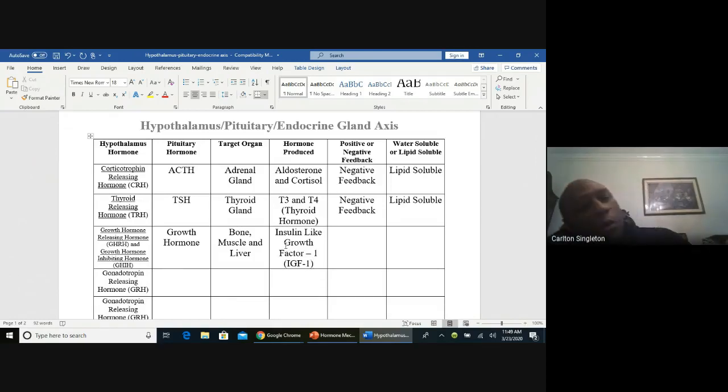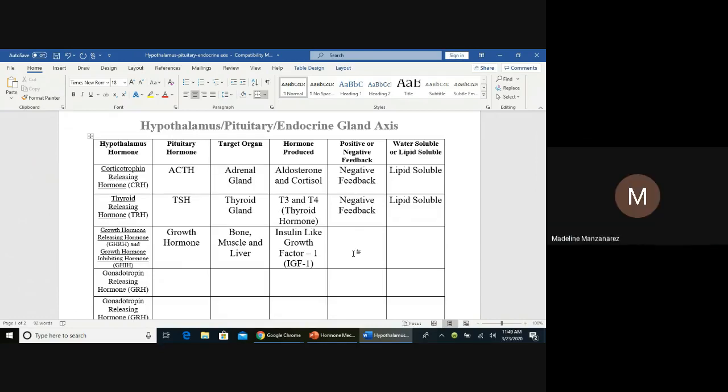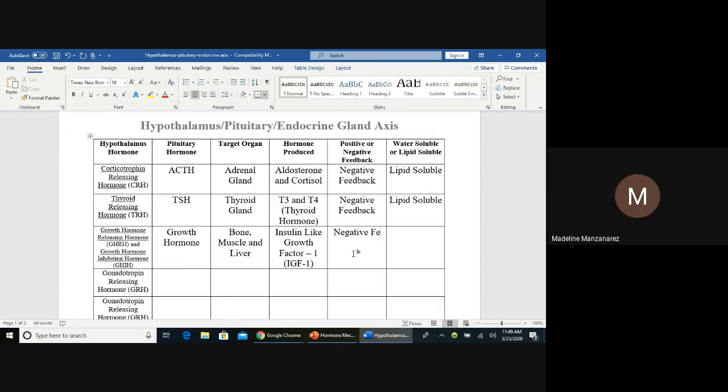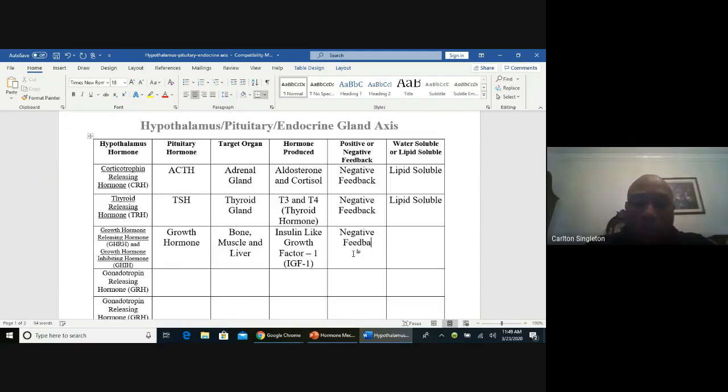So when growth hormone releasing hormone is released, we produce growth hormone from the anterior pituitary. Growth hormone then goes to bone, muscle, and liver. We make IGF-1, insulin-like growth factor 1. Is this negative or positive feedback? Negative? Yes, it's negative feedback. You got it. Are all of these going to be negative? Almost all of them. There's only 2 positive feedback hormones you have to know.